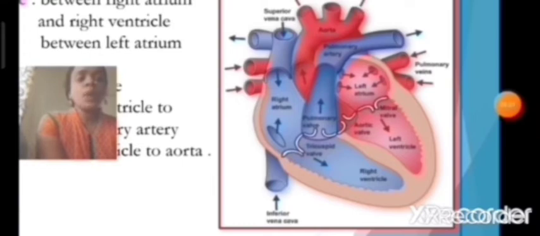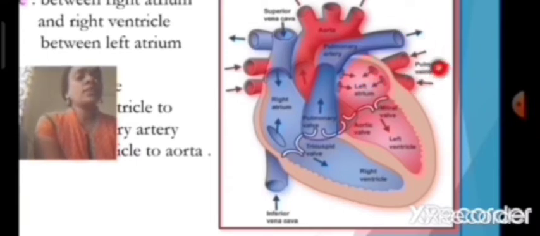So one step is completed. Now this oxygenated blood is coming again to the heart, through the pulmonary veins. Veins carry deoxygenated blood, but the pulmonary vein is the vice versa of the pulmonary artery. This is the only vein that carries the good blood, the oxygenated blood, so it is given red color here. This oxygenated blood from the lungs is coming through the pulmonary veins.